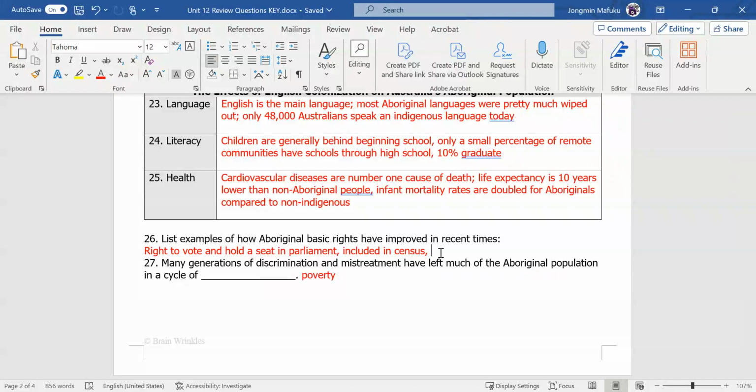27 is that many generations of discrimination and mistreatment have left much of Aboriginal population in a cycle of the answer is poverty because of the literacy rate being down, because of the discrimination, because of the health, because their language is wiped out. Now they're in a cycle of poverty.